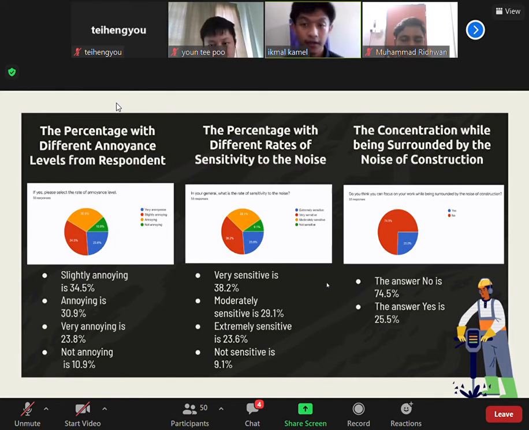And then we ask them, do you think you can focus on your work while being surrounded by the noise of construction? Okay, so we gave them two options, which is yes or no. So from the pie chart, we can see that majority of the respondent answered no, which is 74.5%, and only a small amount of respondent answered yes, which is 25.5%, meaning that they cannot focus while surrounded with the noise of construction at their area.